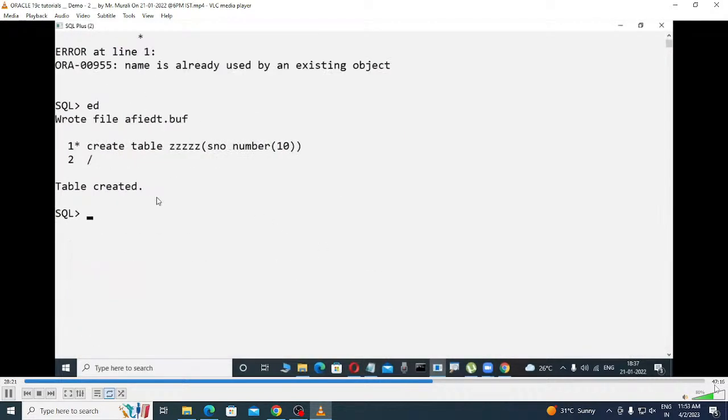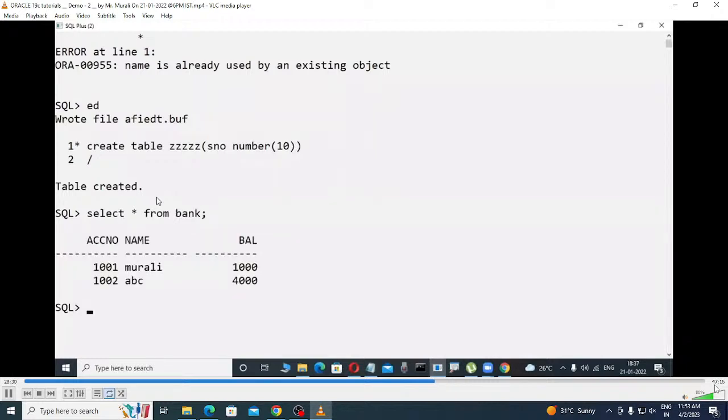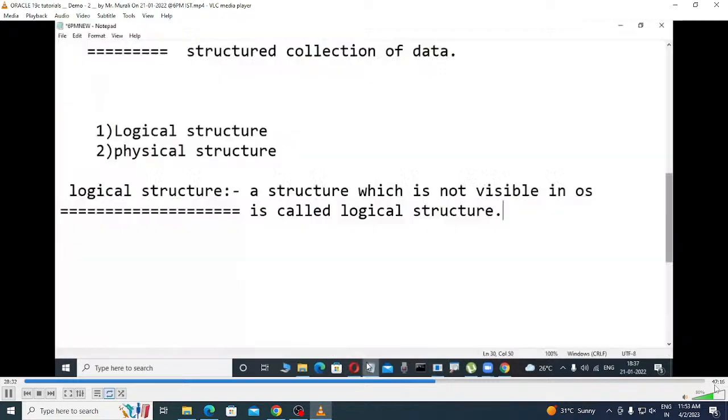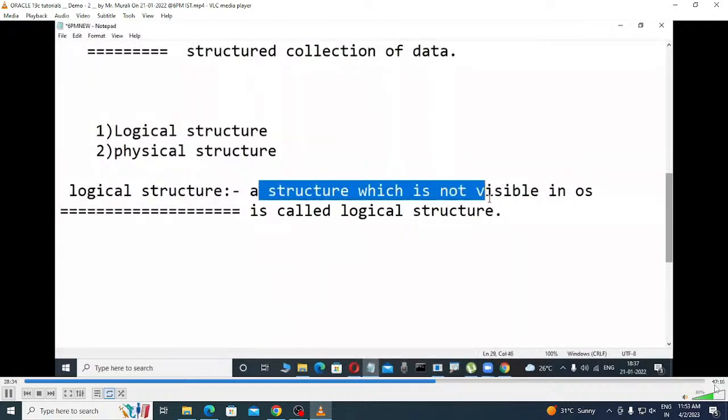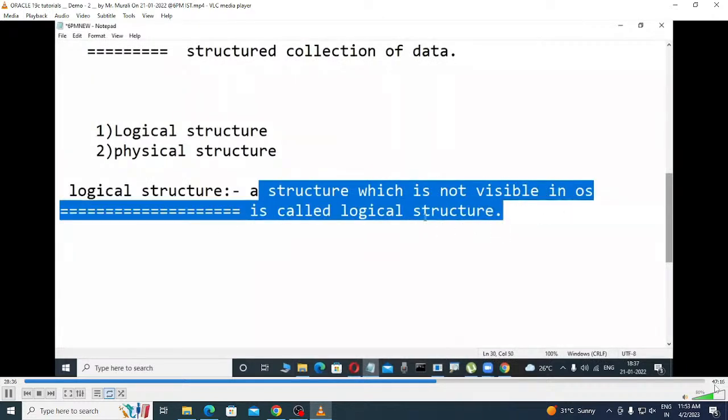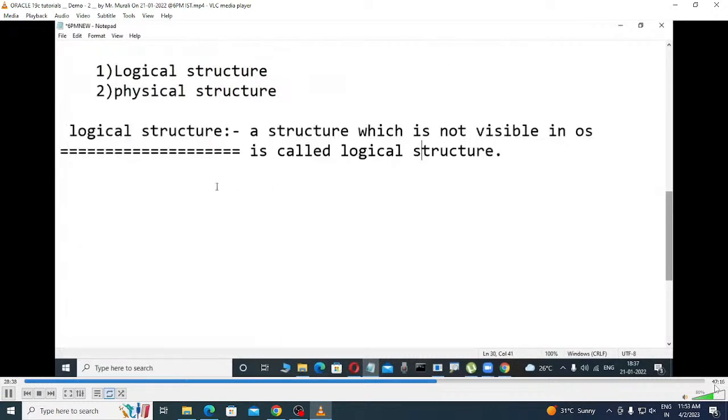This is a database only, don't worry. In this database only, it is visible. Those tables are visible in the database, but not visible in your C drive, D drive like that. That's why a structure which is not visible in the operating system is called a logical structure. But in this logical structure only, developers are working. Suppose I'm a PL/SQL developer, you're a SQL developer, Java developers, .NET developers, Python developers, ETL developers. All these persons are working in a logical structure.